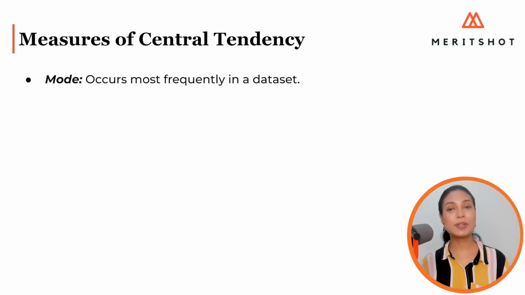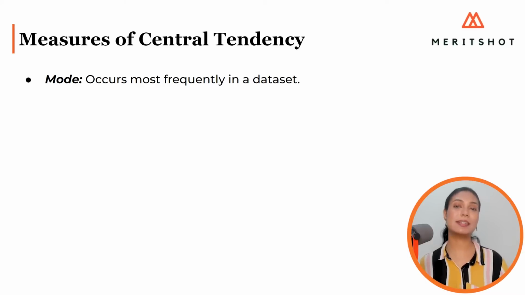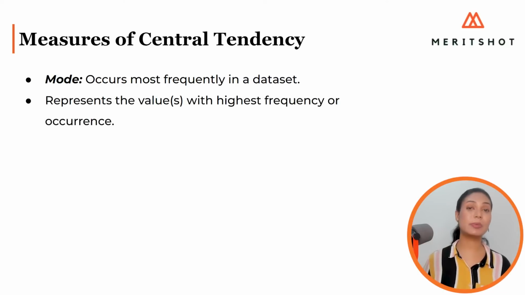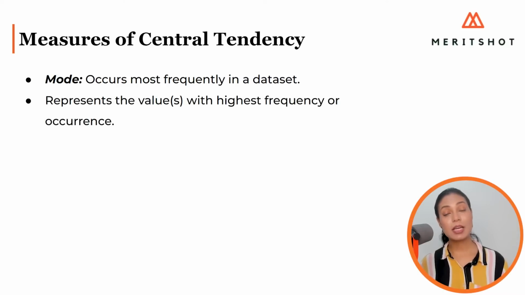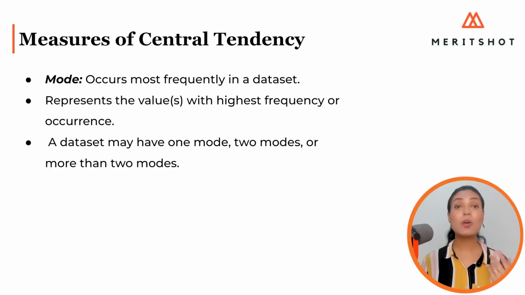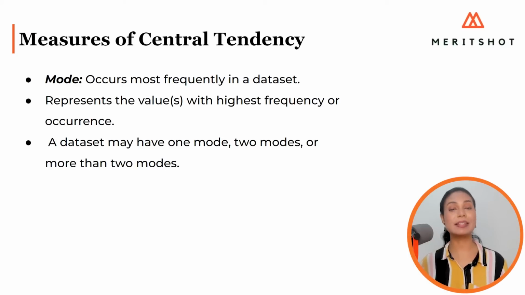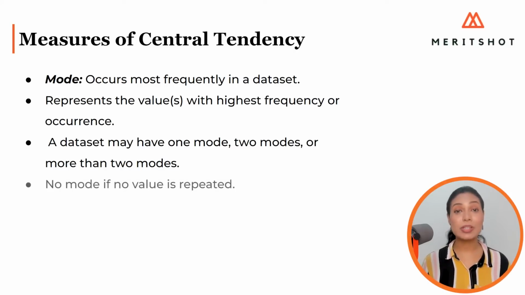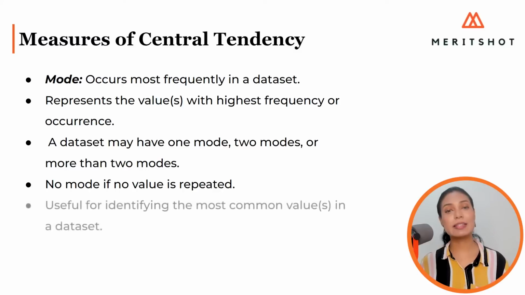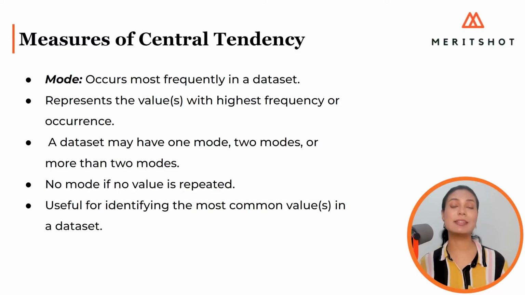Number three, mode. Mode is the value that occurs most frequently in a data set. It represents the values with the highest frequency or occurrence. A data set may have one mode, that is unimodal, two modes, bimodal, or more than two modes, that is multimodal. In some cases, there may be no mode if no value is repeated. The mode is useful for identifying the most common values in a data set.